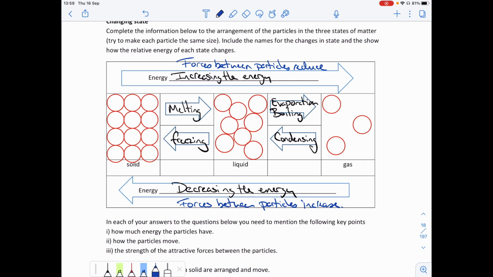Okay, and that should cover key points: understanding how these are arranged, solid, liquid, and gas, understanding how the particles move, and understanding the names for the changes in state as we move from one to another and back.